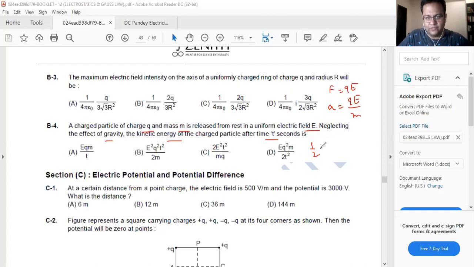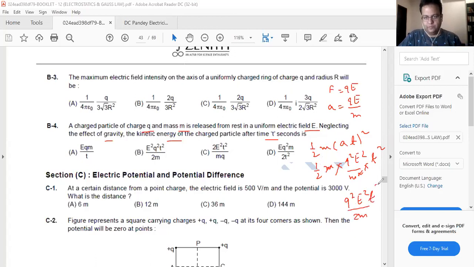Kinetic energy is half mv square और v की जगह a into t लिखेंगे. So half into m into q square e square by m square into t square. नहीं आया इससे? क्या आ रहा है? q square e square by 2m into t square. ठीक है?